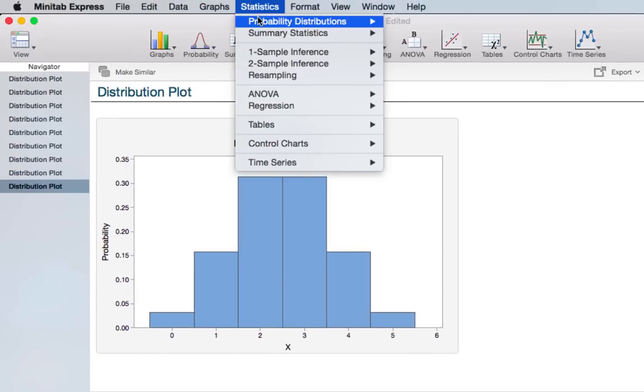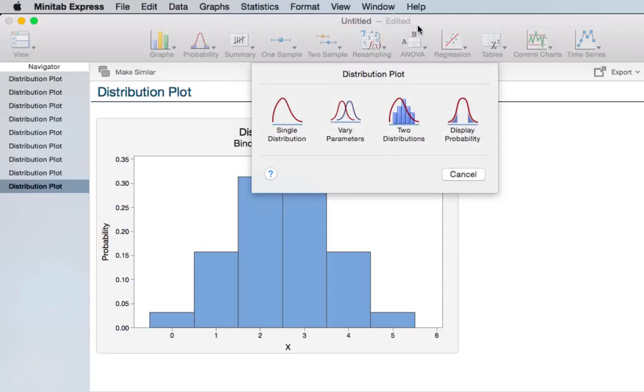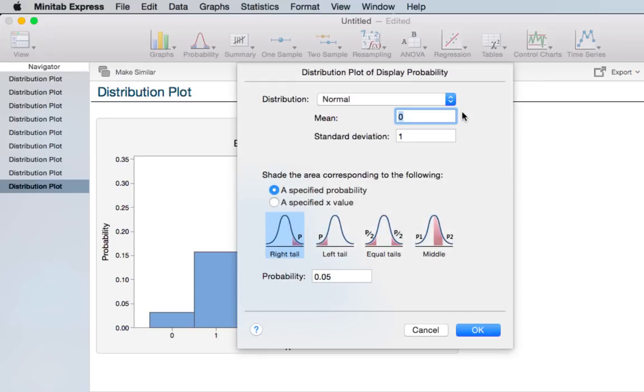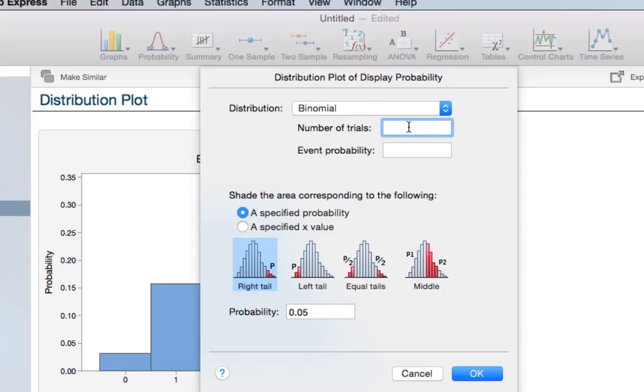It's also possible to use Minitab Express to find a range of probabilities on a binomial distribution. Again, I'll go to Statistics to construct a distribution plot, but now I'll show you how you can shade in a range of values. We'll display probability. We'll need to change this to a binomial variable with 5 trials and a probability of 0.50 on every one. The default is to use a specified probability, so if you want to know the top 25%, the bottom 25%, and so on, you could do that.